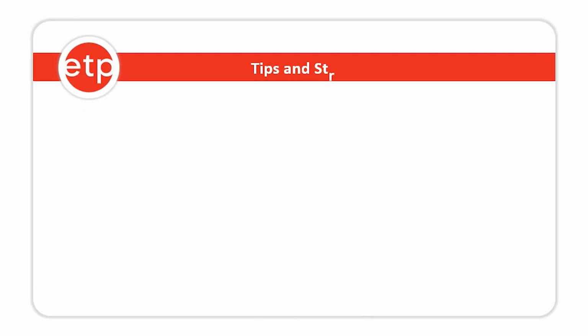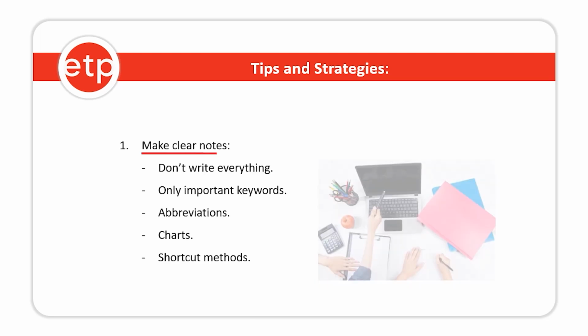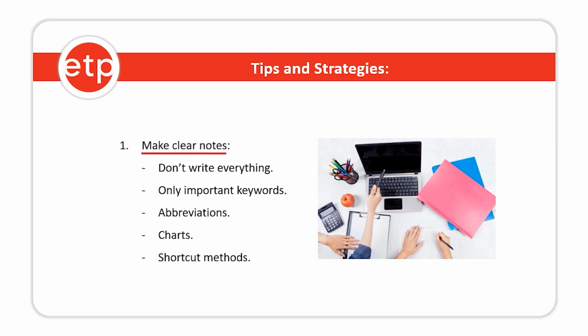Next, we have the tips and strategies that will help you to improve while performing the task. The very first tip is to make clear notes. But in that, you don't have to note down everything. You have to only note down the important keywords and key points. You can also use short forms and abbreviations in taking down the notes. Also, if you know certain shortcut methods, you can use them too.